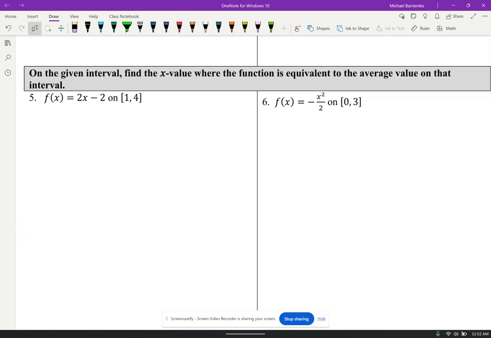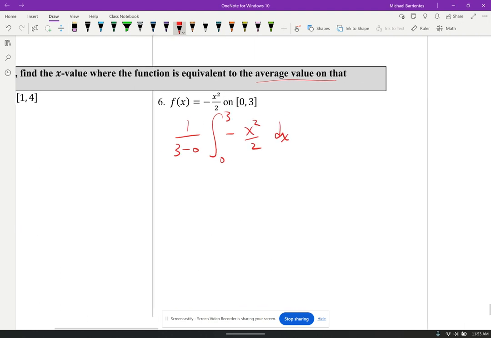So here, find the x value where the function is equivalent to the average value on that interval. Okay, so first of all, I need to know what is the average value on that interval. Okay, so let's see. I can set up my formula, 1 over 3 minus 0 times the integral from 0 to 3 of negative x squared over 2 dx.